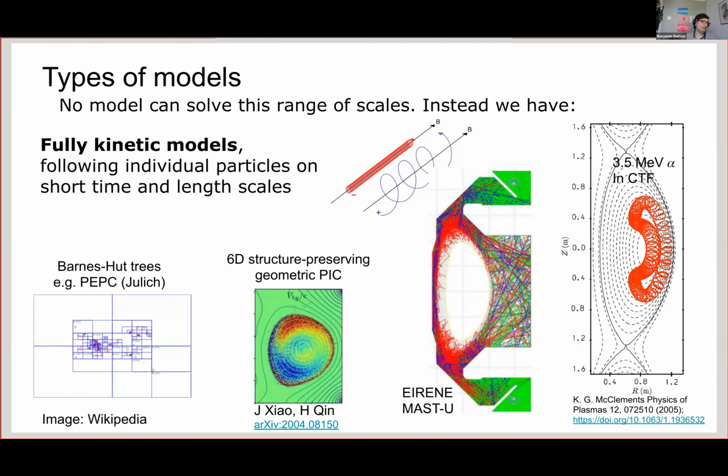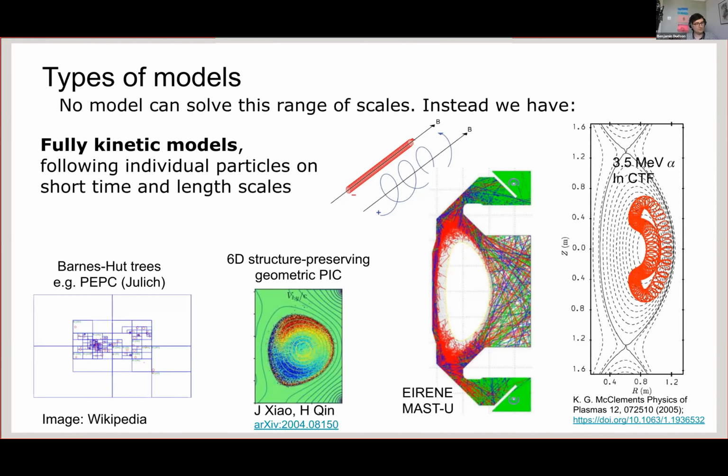Examples are the one on the far right. So this is a fast alpha particle. It's the product of fusion, which produces these very fast ions. And you can see their orbit is a good fraction of the size of the machine. And so here you do need to follow the whole particle orbit, because that orbit is non-trivially a circle. So yeah, you need to follow the full orbit in that case.